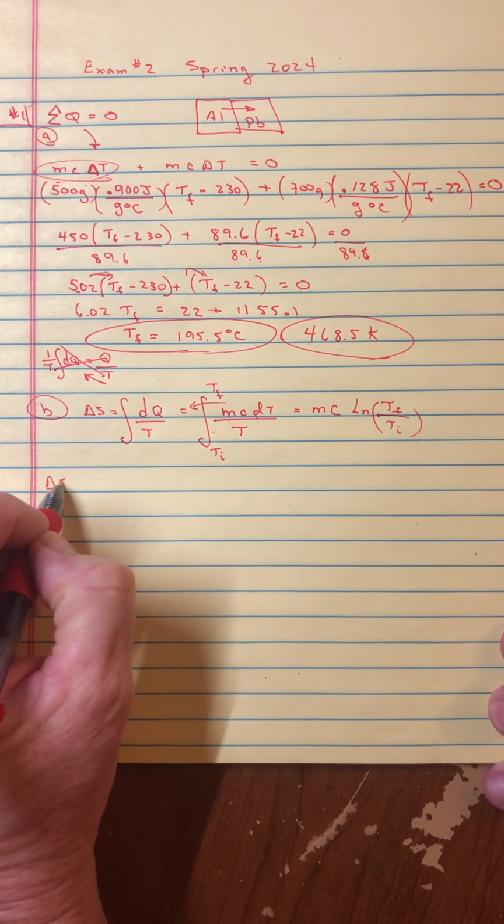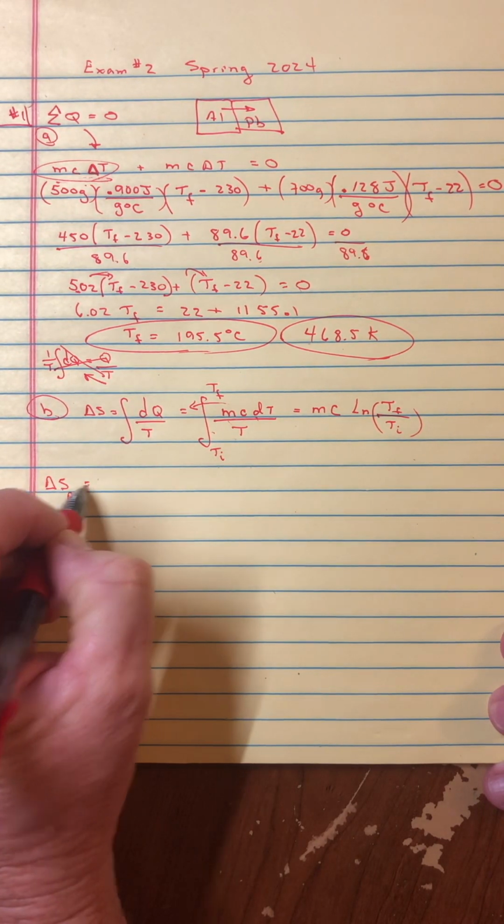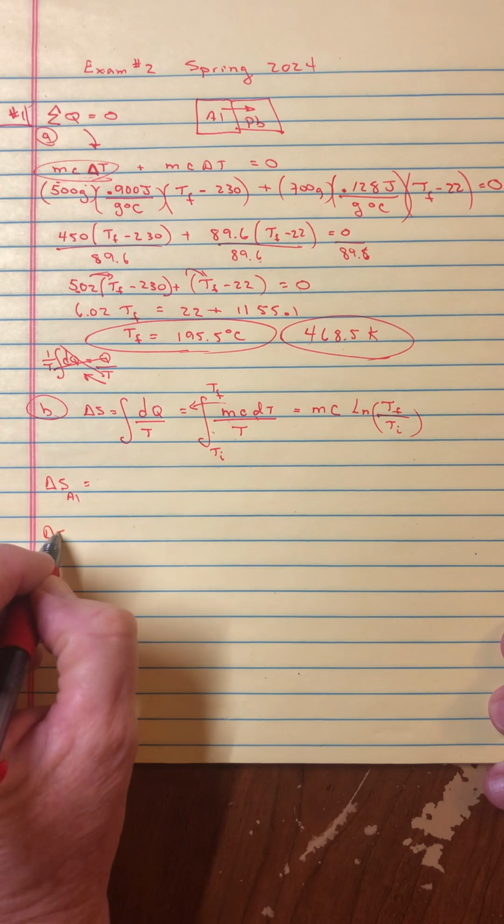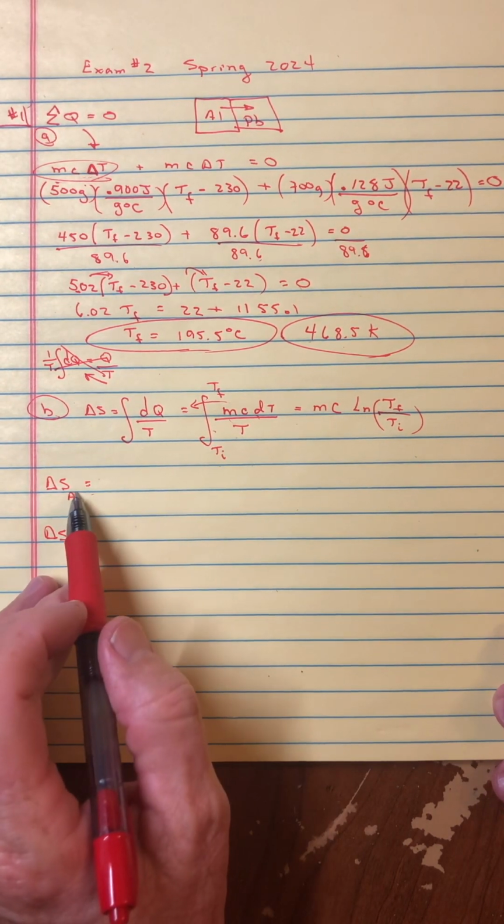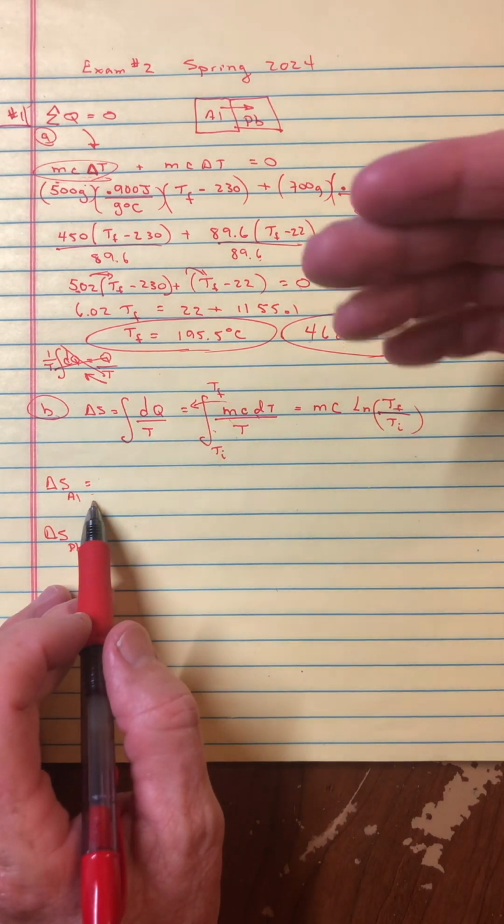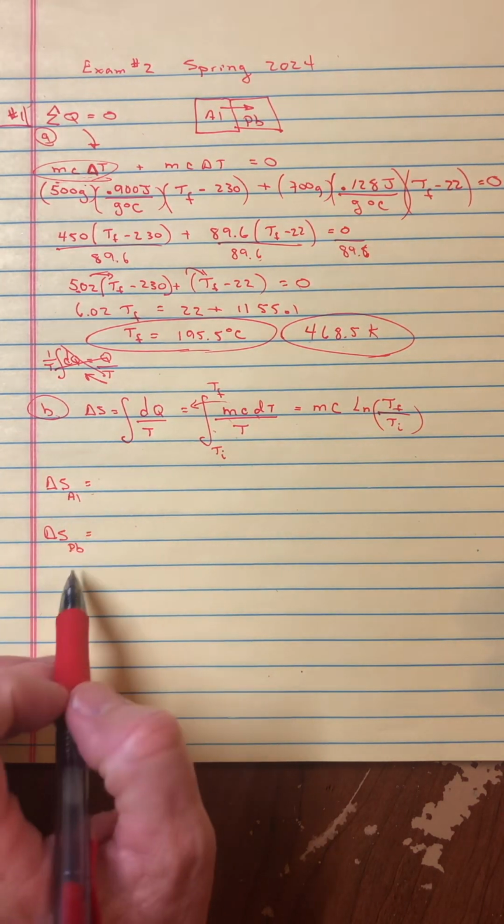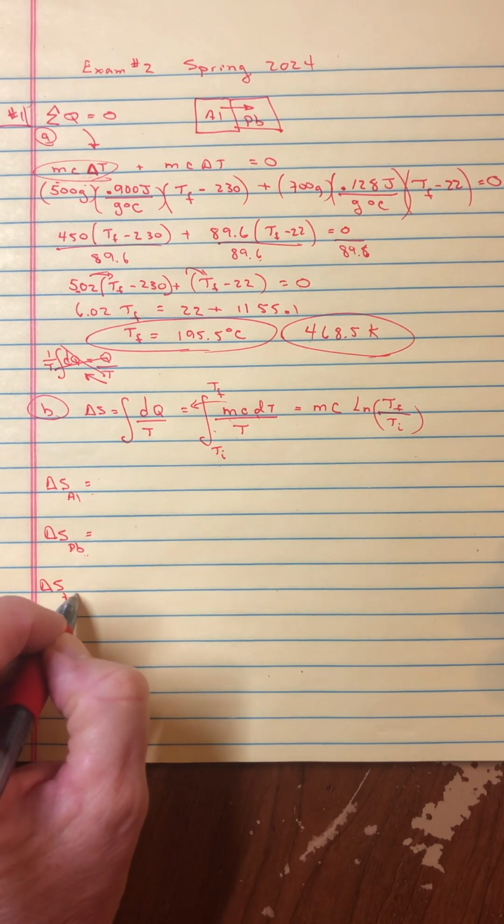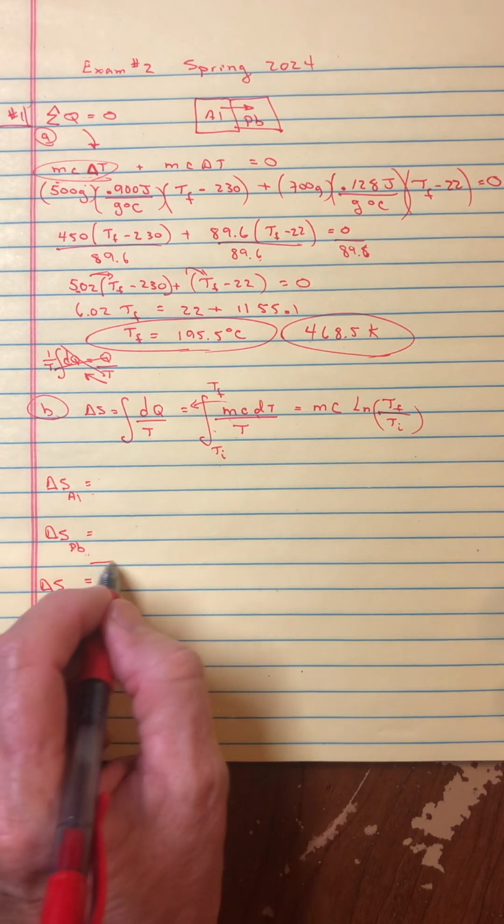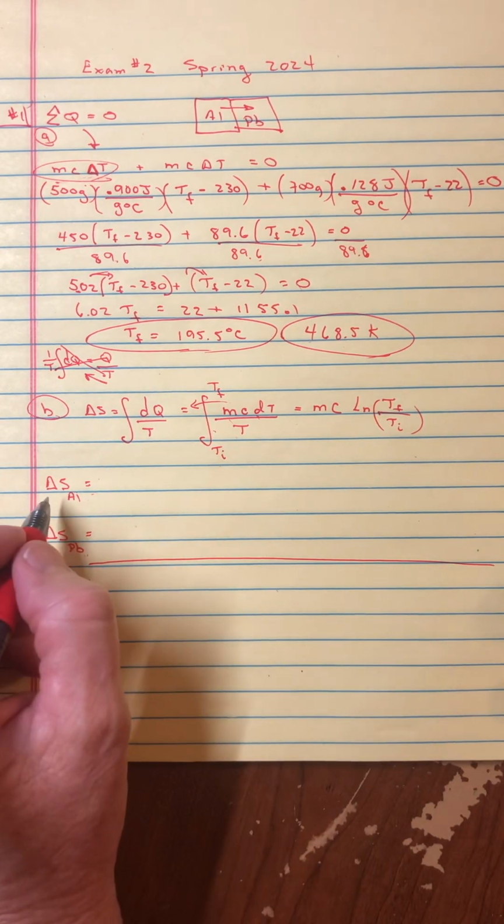So I would have a change in entropy of the aluminum and also a change of entropy of the lead. And since the aluminum is cooling down, the molecules are moving slower, this should be a negative and this should be a positive. And so the total will be just to add these two together.